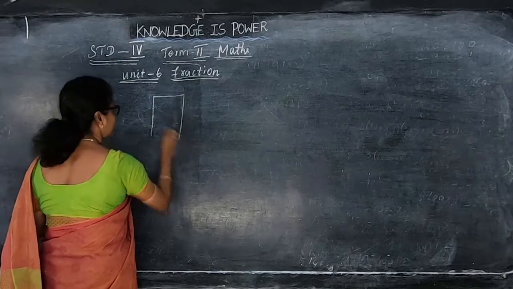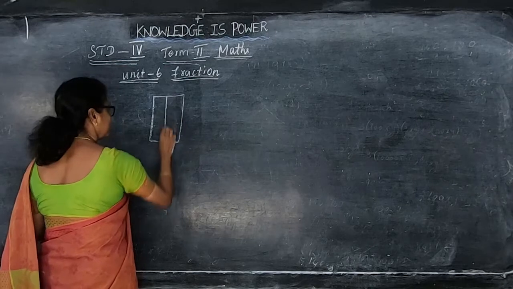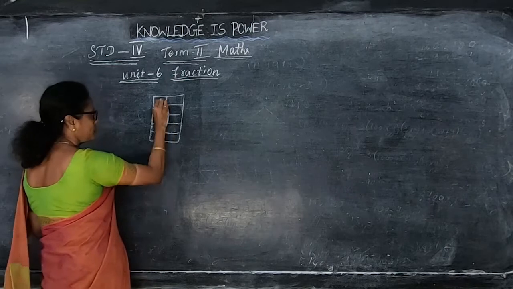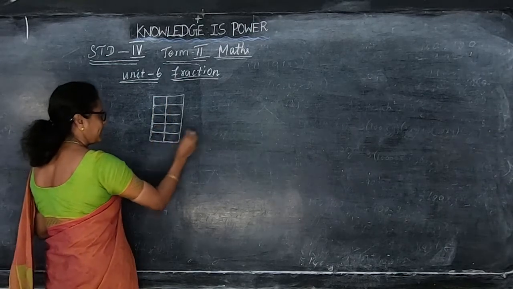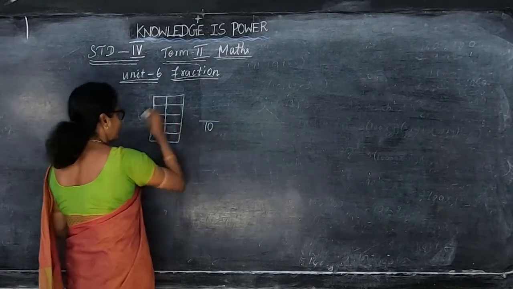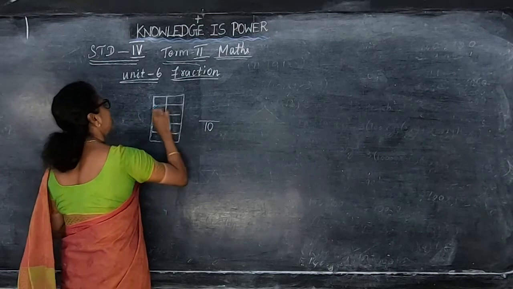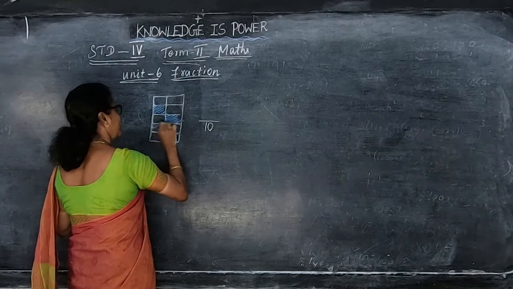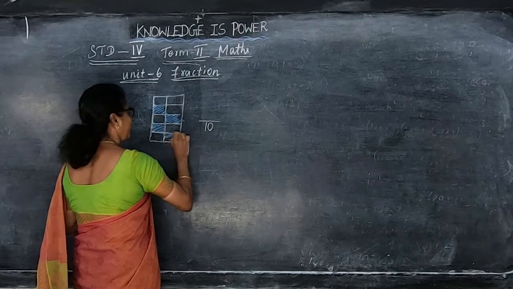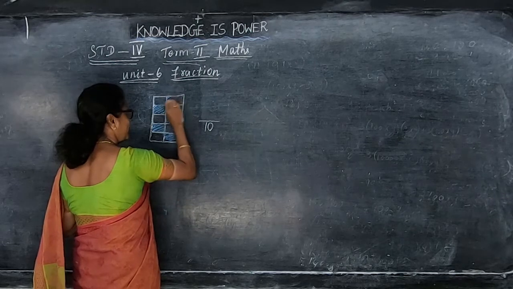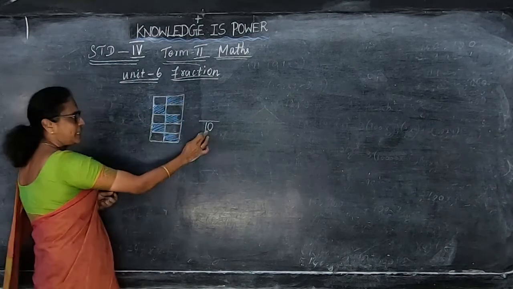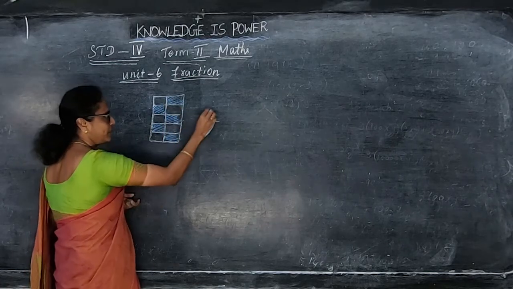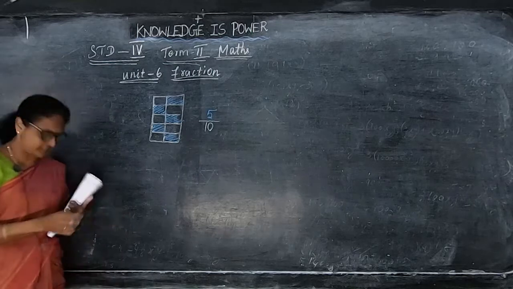Here in this, how many parts? 1, 2, 3, 4, 5, 6, 7, 8, 9, 10. So you put the 10 as the whole part. I am going to shade some of the parts, and you have to say how many parts are shaded. Anywhere you can shade, and we can see how many parts are shaded. So the total part is 10. That should be in the denominator. How many parts are shaded? 1, 2, 3, 4, 5. That is 5/10. Can you understand?